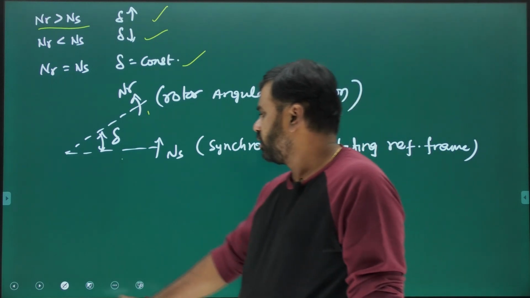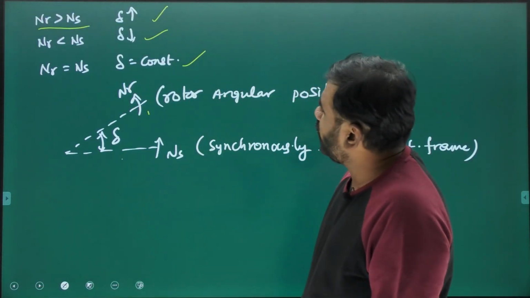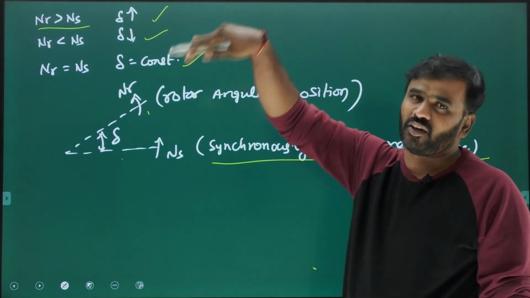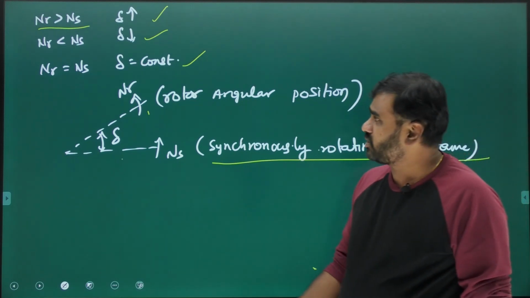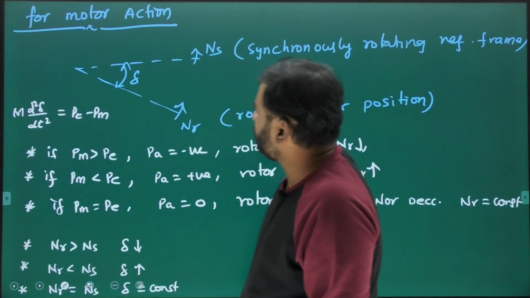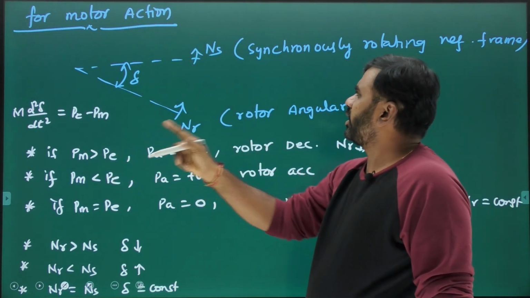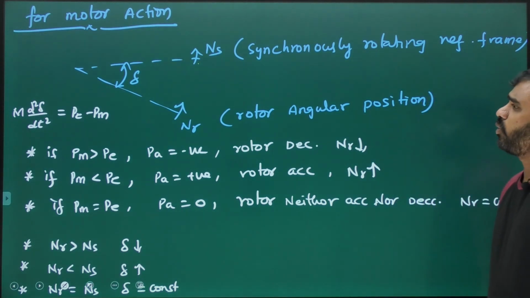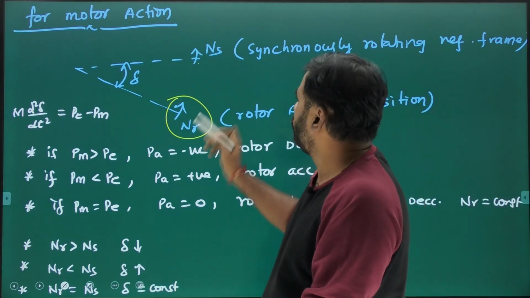This is for generator action. For motor action, this is exactly reverse. Because in generator action, the rotor angular position is always ahead of the synchronously rotating reference frame in the direction of rotation. In the direction of rotation, who is going first? The rotor, then later the synchronously rotating reference frame. That means the rotor is ahead of the synchronously rotating reference frame in the direction of rotation for generator action. But in motor action, the rotor falls back in the direction of rotation. The synchronously rotating reference frame is moving first, then the rotor is moving later. So the rotor always falls back from the synchronously rotating reference frame for motoring action.